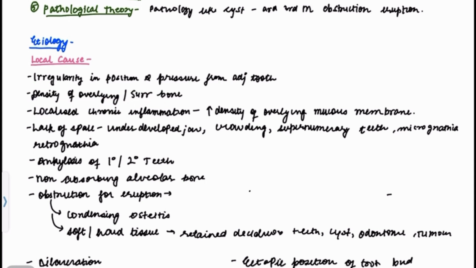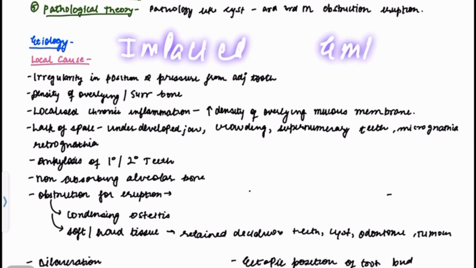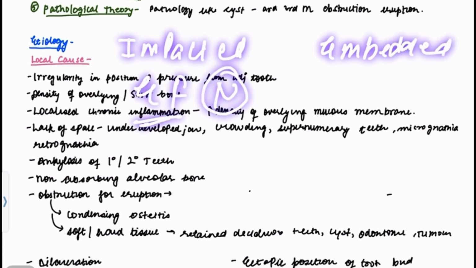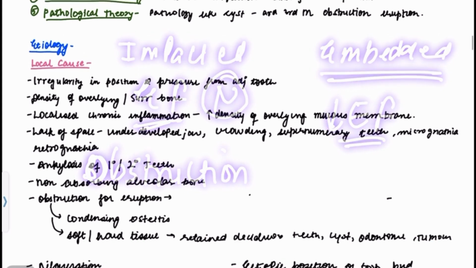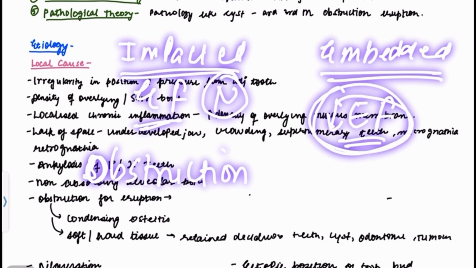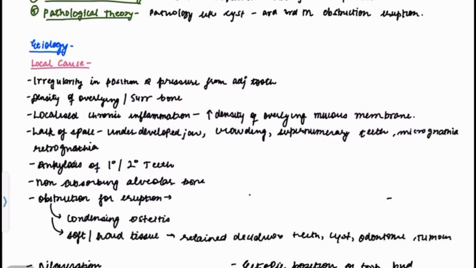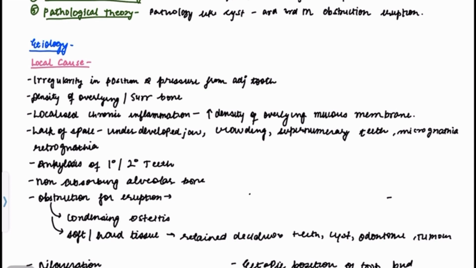Here, we have to understand the difference between an impacted tooth and an embedded tooth. In an impacted tooth, the eruption forces are normal. The tooth is getting the normal eruption forces, but there is something blocking, obstructing the tooth from erupting. But in an embedded tooth, the eruption forces are lesser than what is needed. So, in an impacted tooth, the main problem is that it is obstructed by either bone or soft tissue. If there is localized chronic inflammation, then also there will be increased density of the overlying mucous membrane.